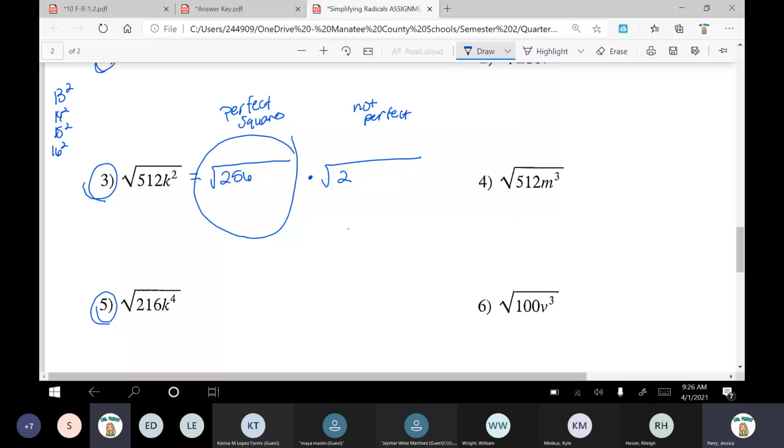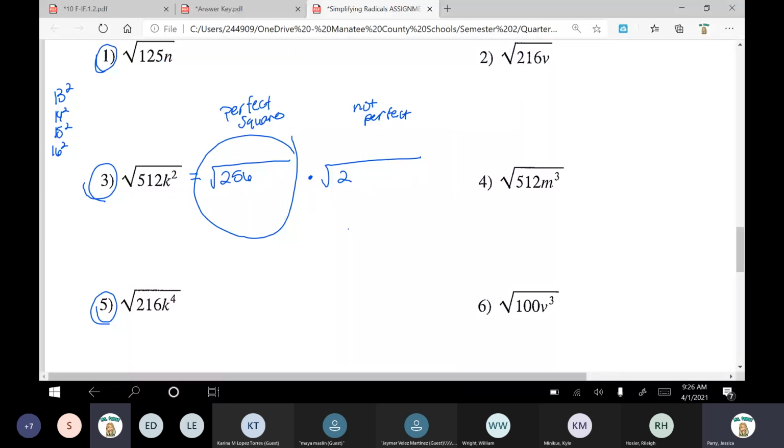Take as much time as you need to list out all of your perfect squares when you're doing this. And that's going to help you later on in the road. It's going to take a little bit of extra time in the beginning, but it'll help you later on. But we didn't do that, so that's why I'm kind of just giving you this answer here. But it's the 256 times 2, where 256 is a perfect square. We just don't know what it is yet.